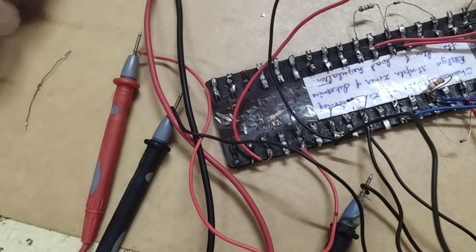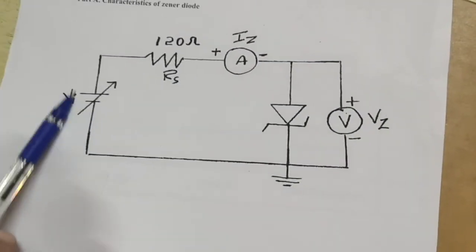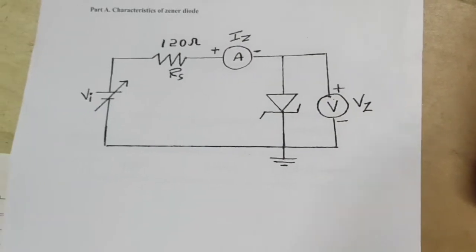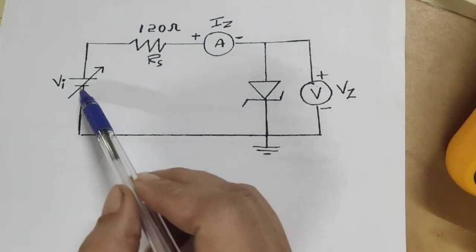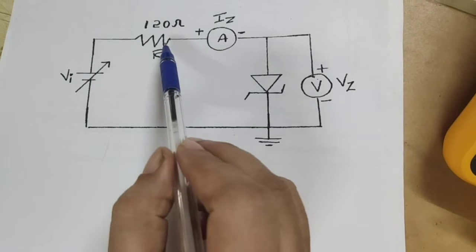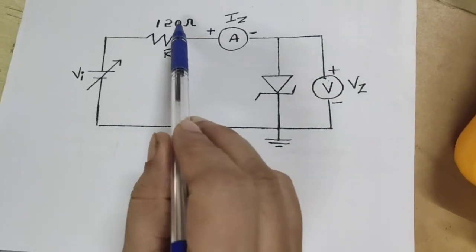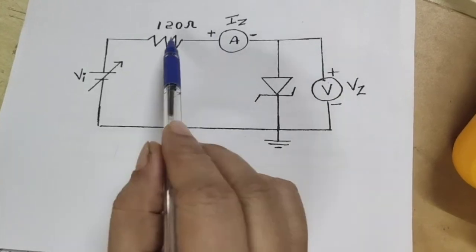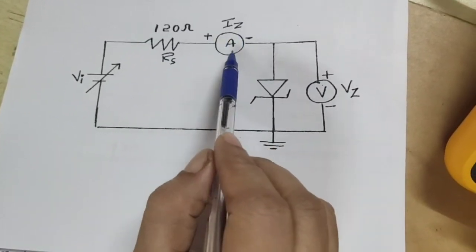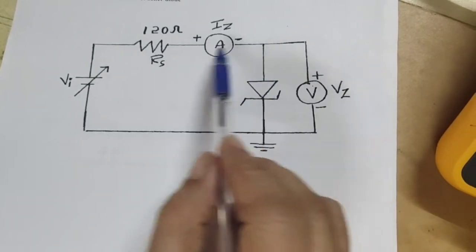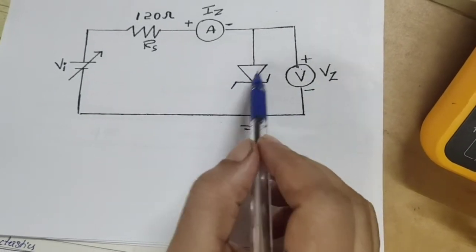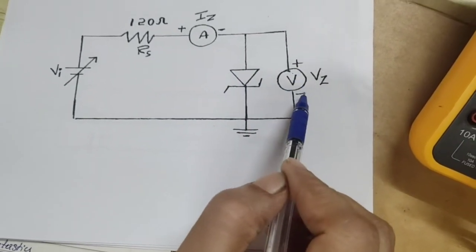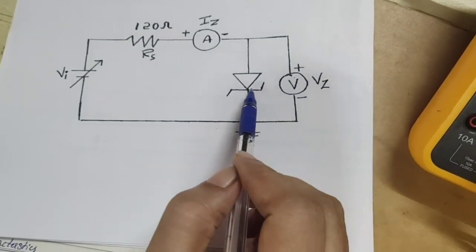Now, as per the circuit diagram, let me explain with respect to the circuit diagram. The voltage source is given to the source resistance. This is calculated, and I'll tell you how it will be calculated in the next video. Then this current, that is the Zener current, is measured using an ammeter. Across this we have a Zener diode, where the drop takes place, and that drop has to be measured using a voltmeter. So the voltmeter is connected parallel to the Zener diode.